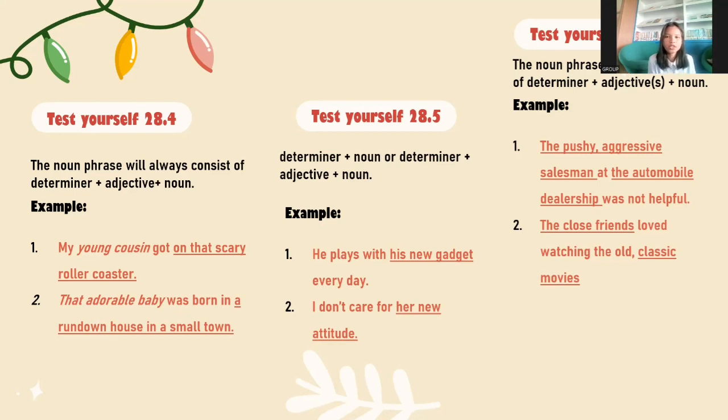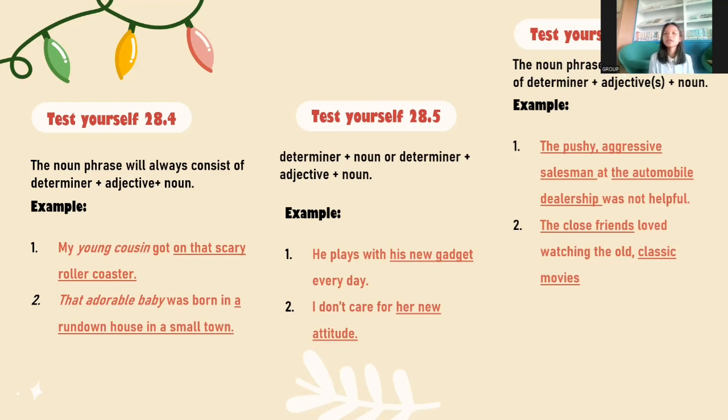Test yourself 28.5. Determiner plus noun or determiner plus adjective plus noun. Example, he plays with his new gadget every day. His new gadget is a noun. Second, I don't care for her new attitude. Her new attitude is an adjective.